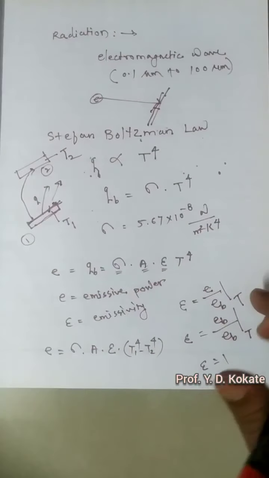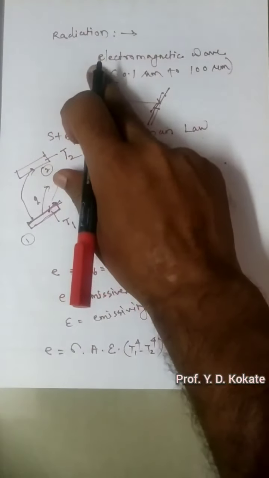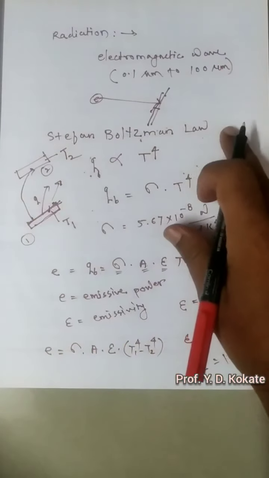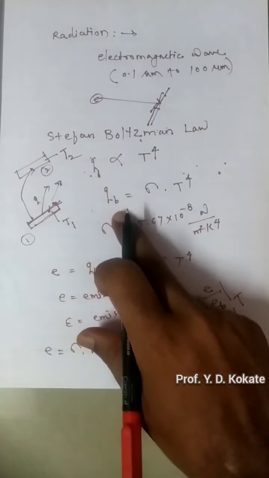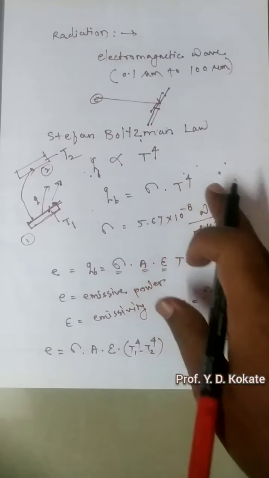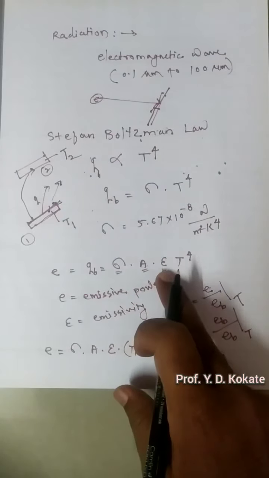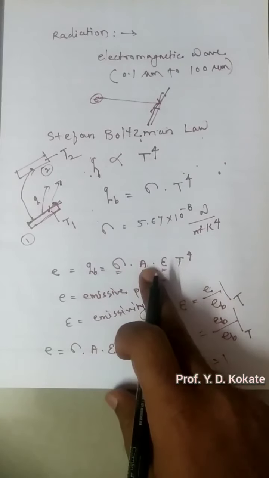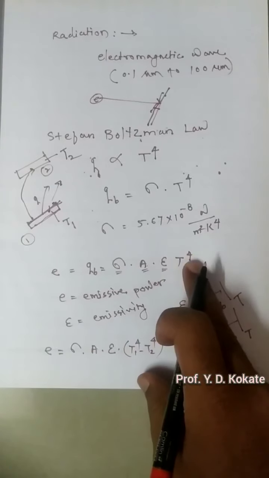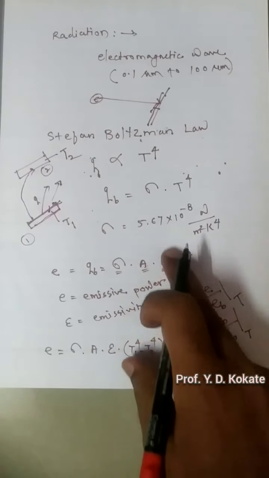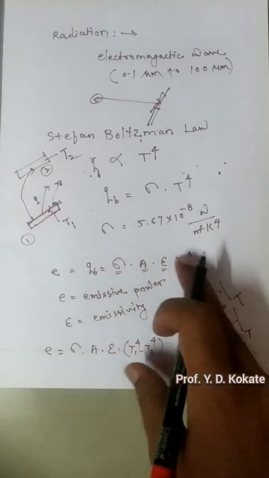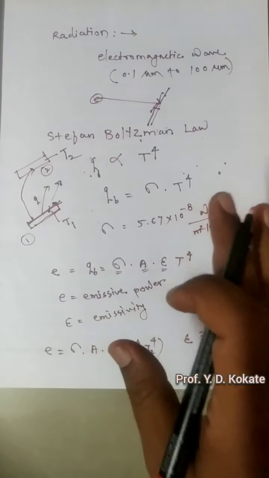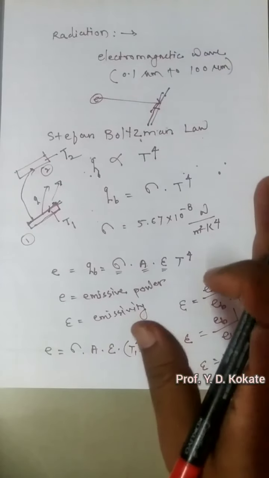And the third one is radiation. Radiation takes place by the virtue of electromagnetic waves, which is governed by the Stefan-Boltzmann law, which is QB equal to sigma into T raised to 4. If the surface is not a black surface but a gray surface, then it will be the Stefan-Boltzmann constant into area into emissivity into T raised to 4. If it is a black surface, this emissivity will become 1, so again we will get the same formula. This is the basic difference between conduction, convection and radiation. Thank you.